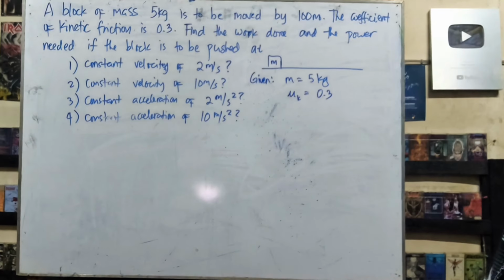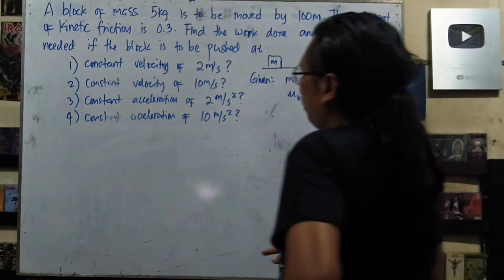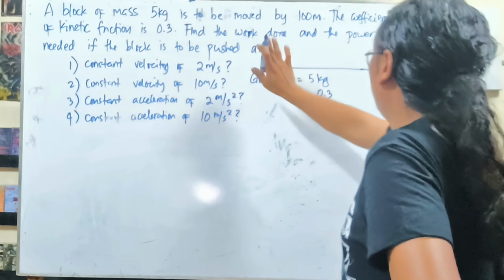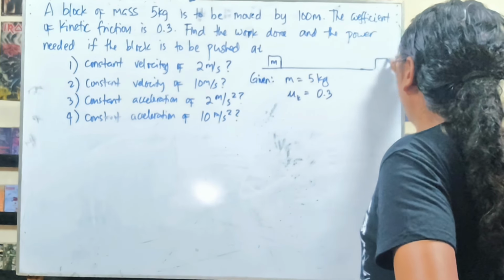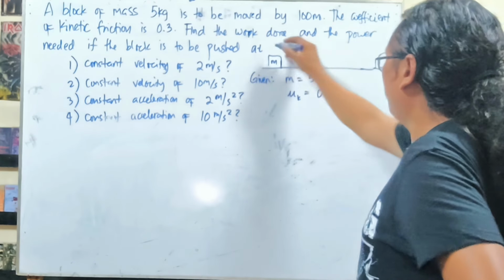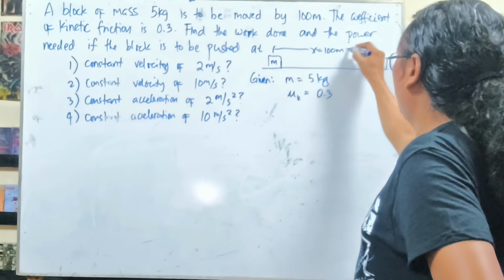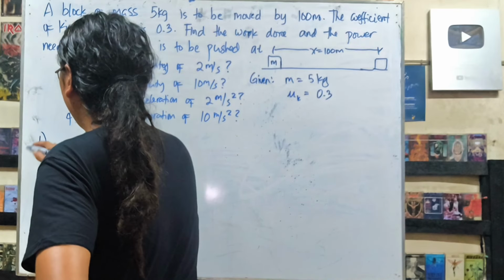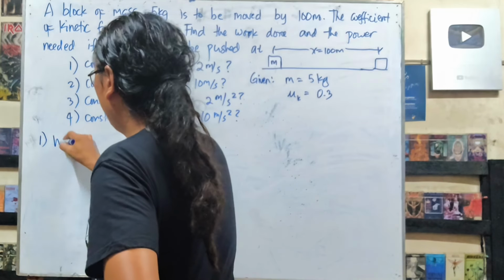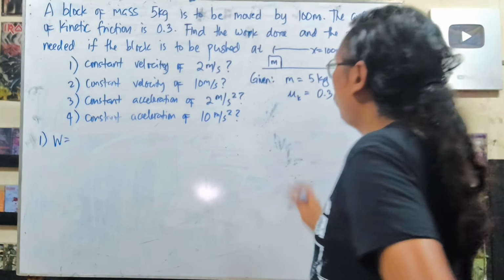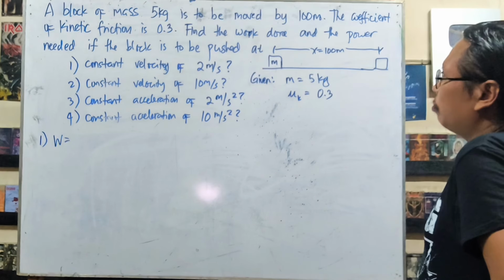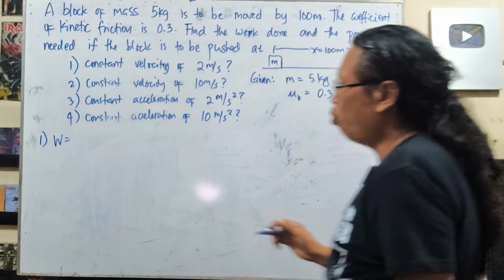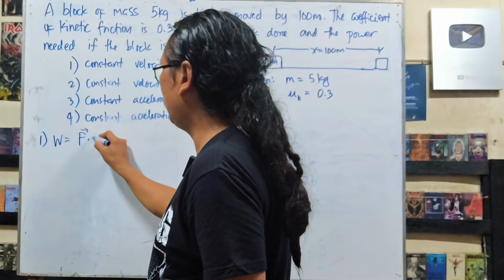First, it is to be pushed by 100 meters. So let's assume that it's going to be pushed in this direction, to the right, where this is x equals 100 meters. For number 1, we are asked to calculate the work done. What's the work? In this case, we don't need to integrate because this is a constant force motion. So work done is just equal to F dot X.